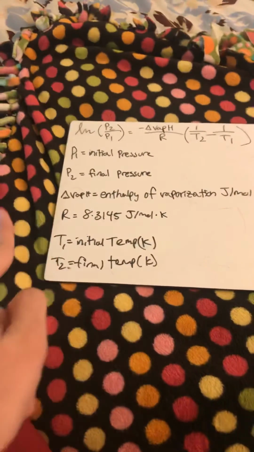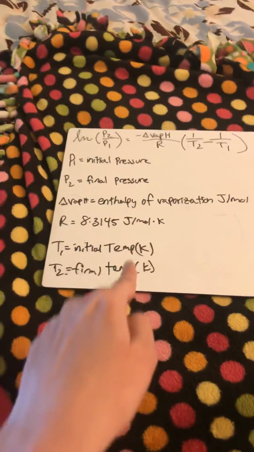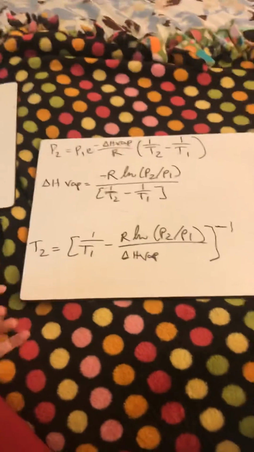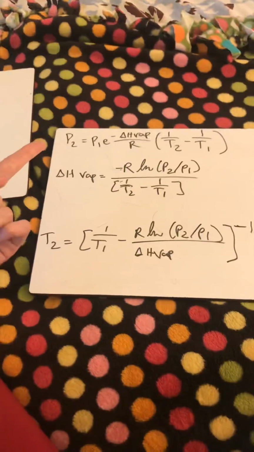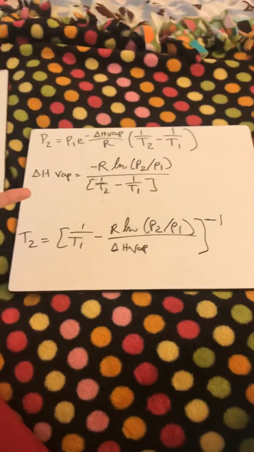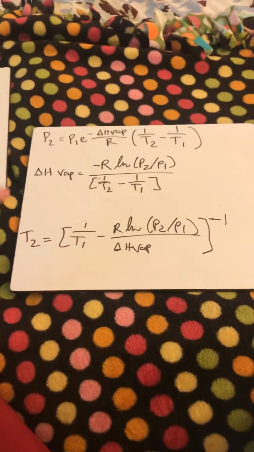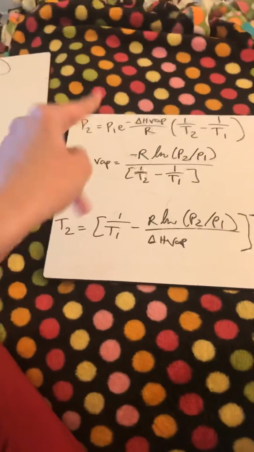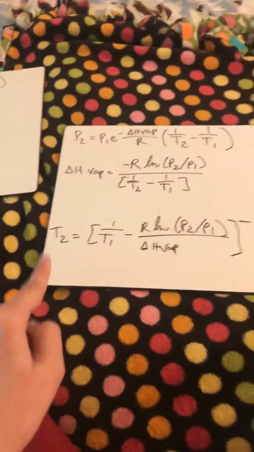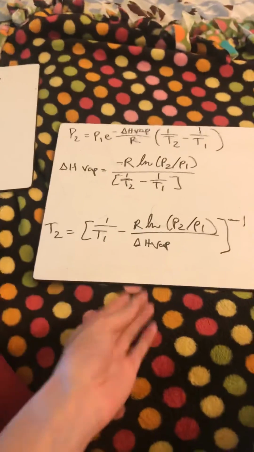T1 is initial temperature and T2 is final temperature, and these are also both in Kelvin. I have a few ways that the equation can be manipulated. So for example, if you're trying to solve for P2, it would look like this. Delta H vaporization would look like this, and T2 would look like this. If you want P1 instead of P2, you would flip these two. And if you want T1 instead of T2, you would flip these two.